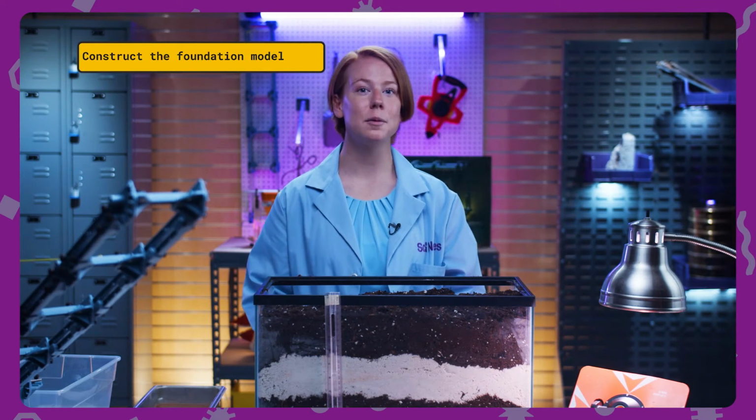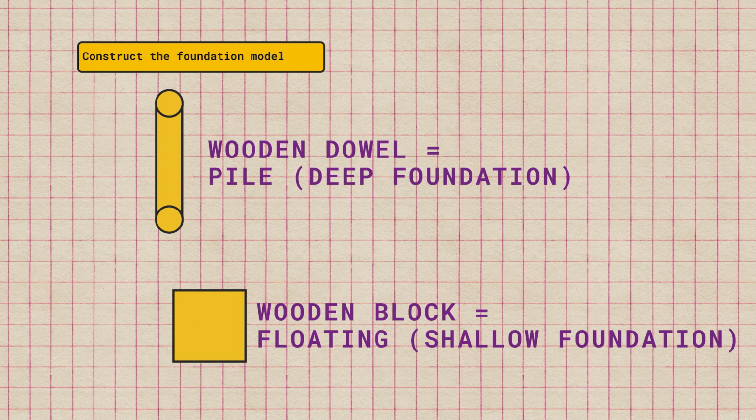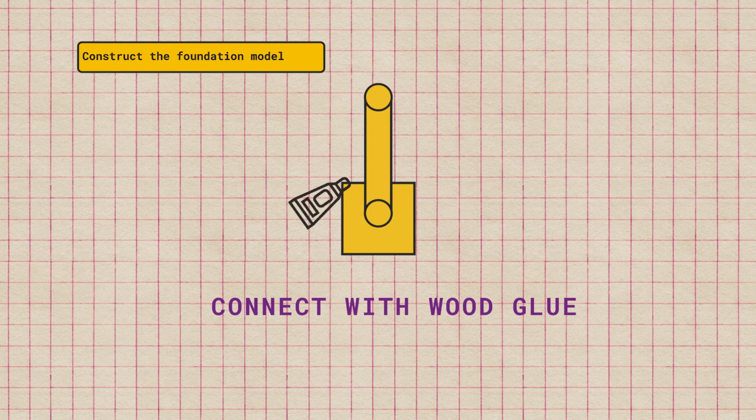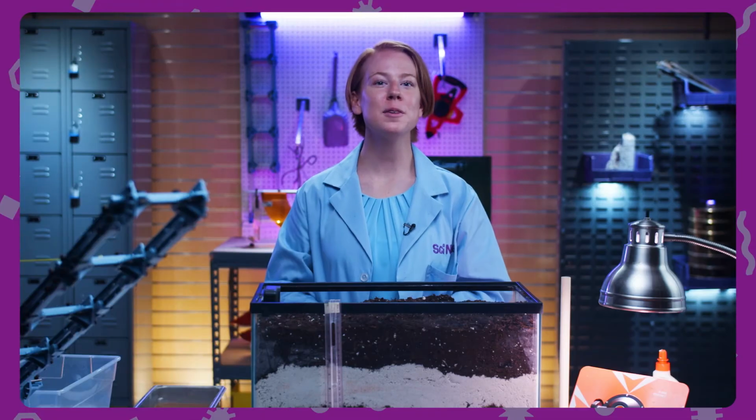Now let's construct the foundation model by gluing a dowel with the wooden block. The wooden dowel will serve as the pile for the foundation, and the block is supposed to be the floating foundation. To make things easier, if you don't have glue, you can also just drill in a hole. So now that we've built our foundation models, let's first test the shallow foundation.